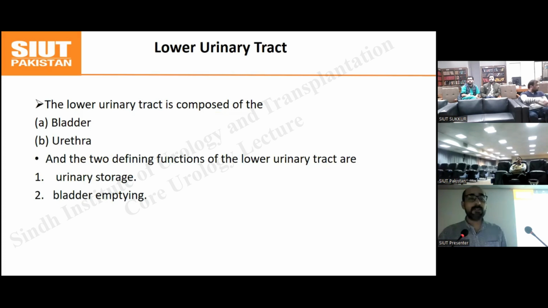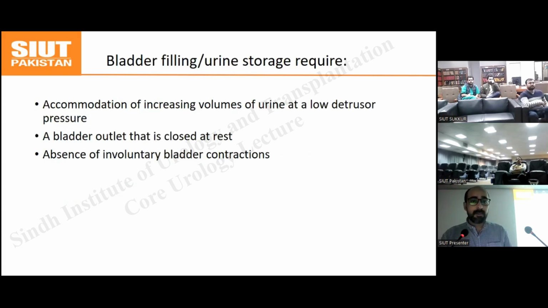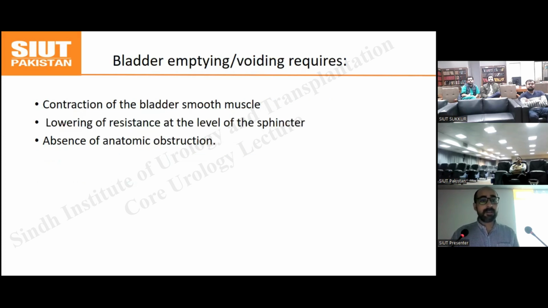The lower urinary tract is composed of the bladder and urethra, and its function is urinary storage and bladder emptying. Bladder filling and storage requires accommodation of increasing volume of urine at low detrusor pressure, a bladder outlet that is closed at rest, and absence of involuntary bladder contractions. Bladder emptying, or the voiding phase, requires contraction of bladder smooth muscles, lowering of resistance at the level of the sphincter, and absence of any anatomical obstruction.